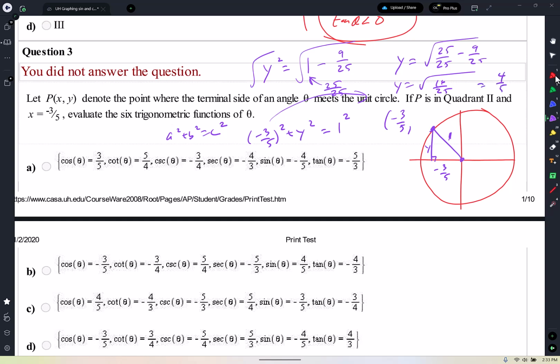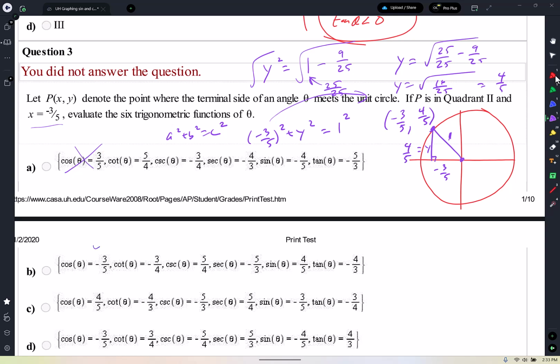And because I'm in quadrant 2, it's going to stay positive. So there it is. Y is 4/5. So my coordinate is negative 3/5 comma 4/5. We're going to go slow. Don't worry. Because it's a unit circle, cosine is x, sine is y. So I'm going to look for cosine theta is negative 3/5.